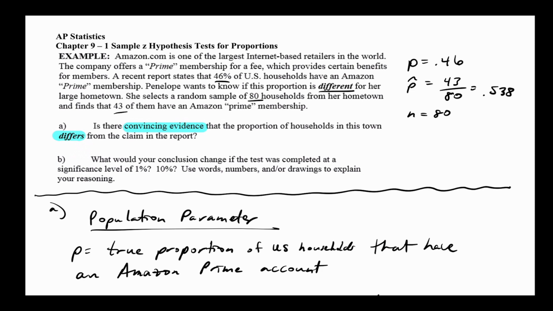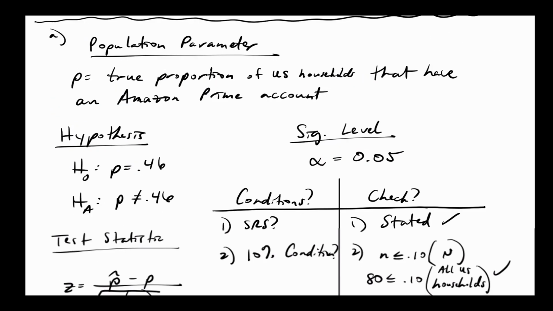That means test. Okay. So, population parameter p equals the true proportion of US households that have an Amazon Prime account. The null hypothesis is the claim, 0.46. We're trying to see if this town differs from it, so again, it's going to be not equal to. Significance level is 5% because they didn't give us a significance level.